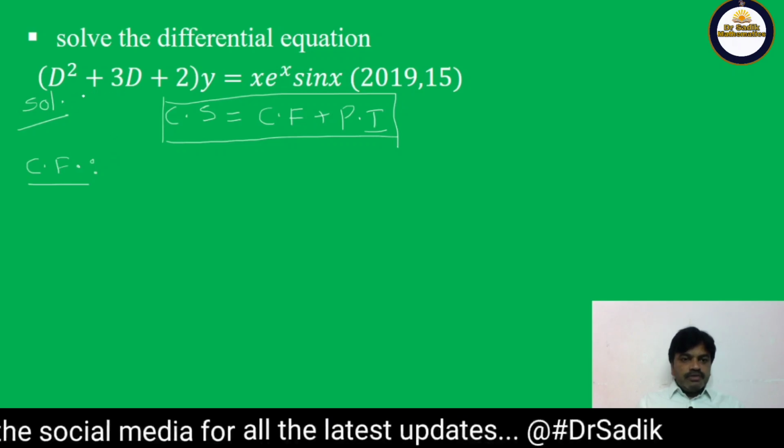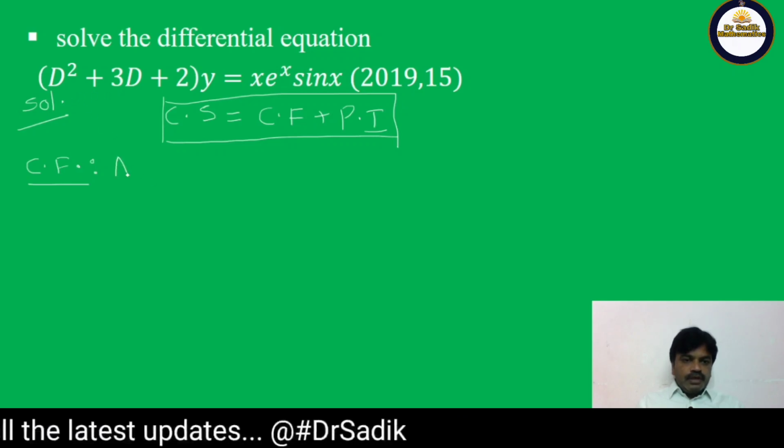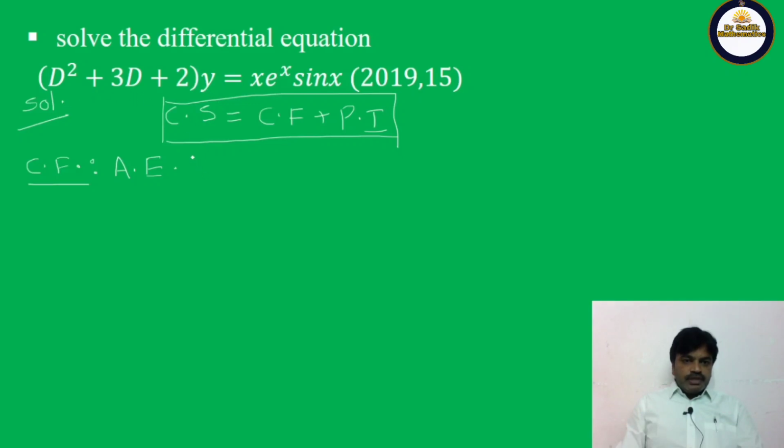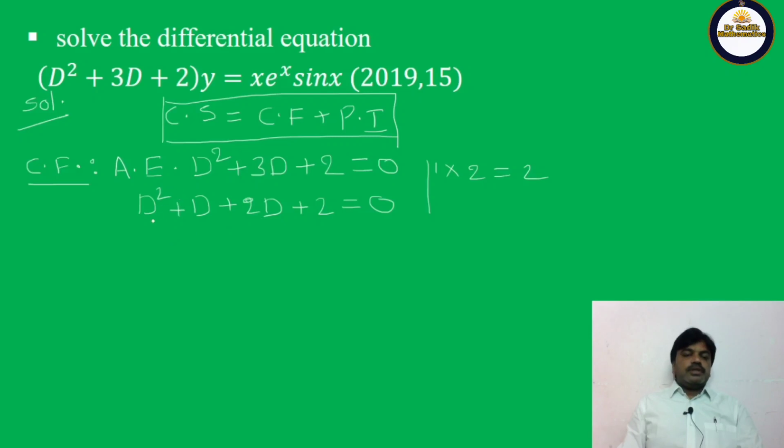It is already in symbolic form, friends, so you write the auxiliary equation. Auxiliary equation means the y coefficient is equal to 0. So we get D square plus 3D plus 2 equal to 0. Now 1 into 2 is 2, and 1 plus 2 is 3. So it can be written as D square plus 1D plus 2D plus 2 equal to 0.